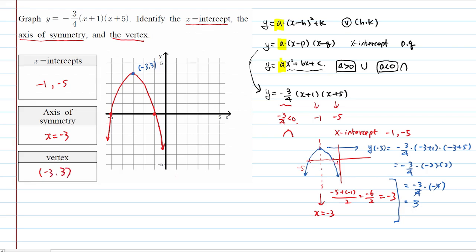Just for fun, let's figure out what the y-intercept would be. Y of 0 will be negative 3 over 4 times 0 plus 1, 0 plus 5. So that's negative 15 over 4. So negative 15 over 4 is negative 12 over 4 plus negative 3 over 4. So that's negative 3 plus negative 3 over 4. So that's a number that is less than negative 3, but greater than negative 4. It's somewhere here. So we know that the graph is passing through that point.